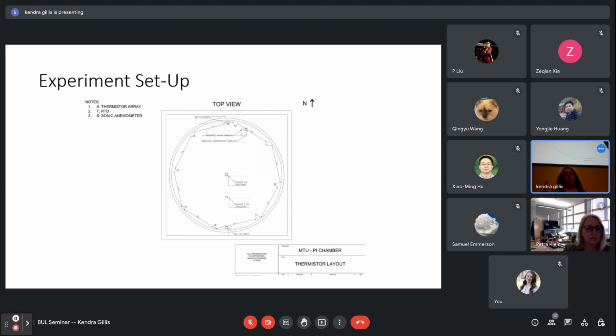This is just a more scientific diagram of what the pi chamber looks like. You probably can't read it very well, but the important part is this shows where all of the instrumentation is, mostly RTDs and a sonic anemometer. As you can see, they're along the edges of the wall, and the reason for that is this large scale circulation. With the RTDs, we were able to make measurements, and from the data gathered, we were able to measure where the large scale circulation was coming up from one side and then down on the other side. And then we were able to put the thermistor array in the area where it was coming down.